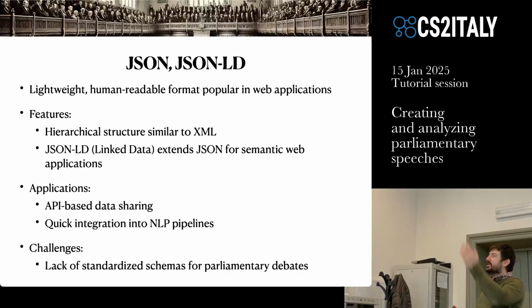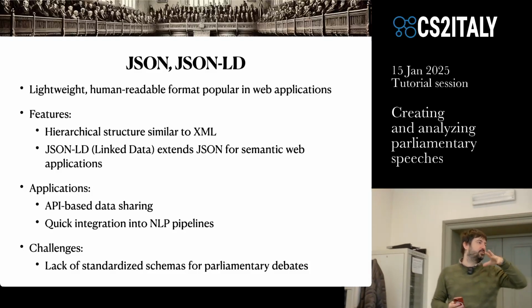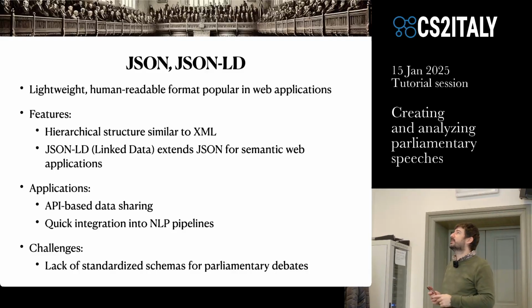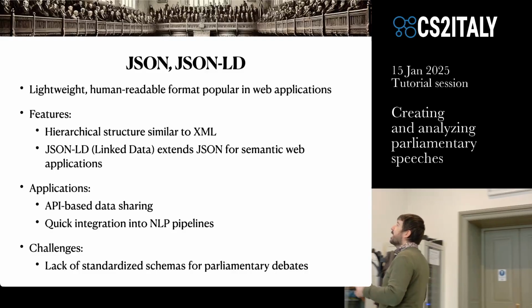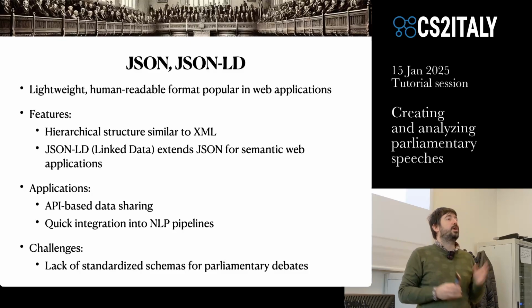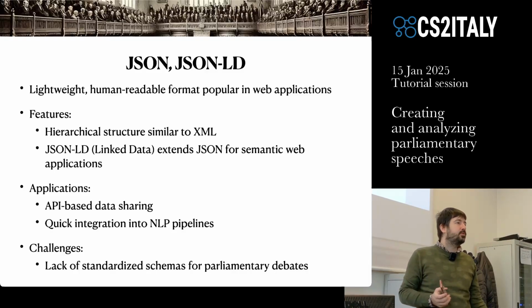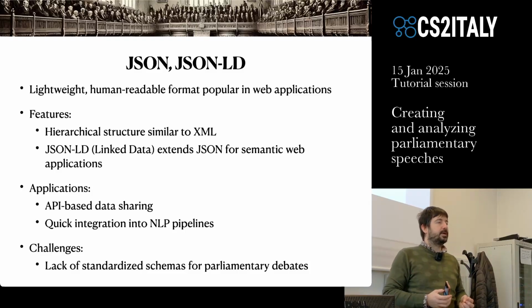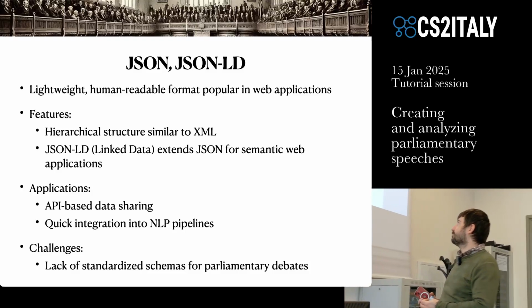You also can use simpler formats like JSON. JSON is very common, it's very human readable. You can have a structure like XML, but it's more readable. You can understand it by opening it in a text reader. You can also use it quickly in API-based data sharing. So if I want to make an API that everyone can use, JSON is a perfect format because all the APIs in the world use JSON as a format.